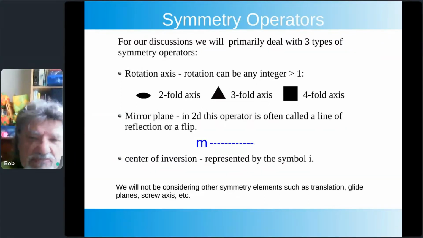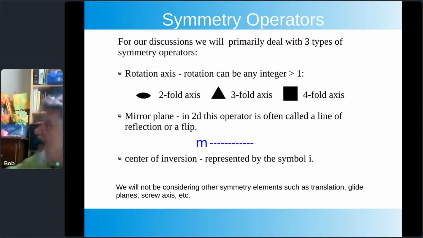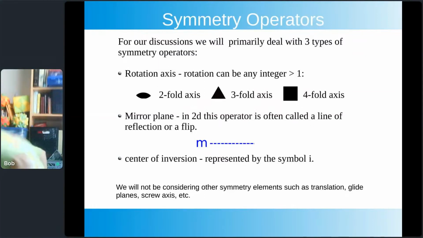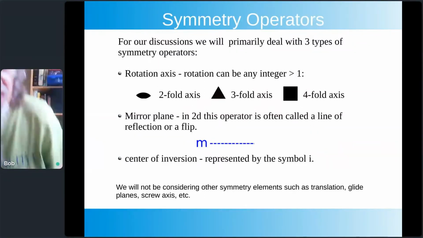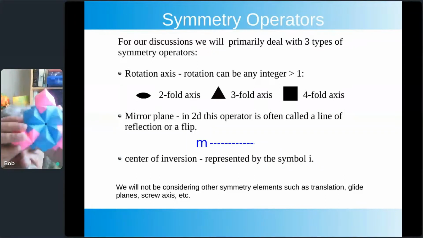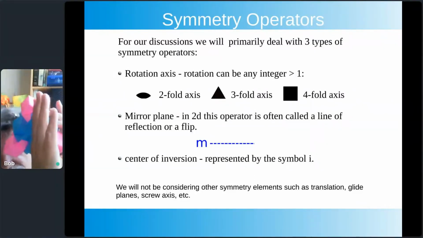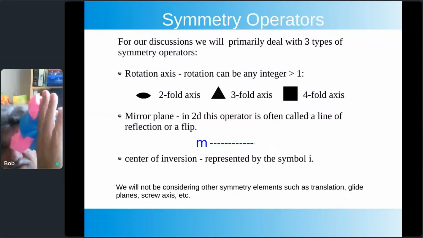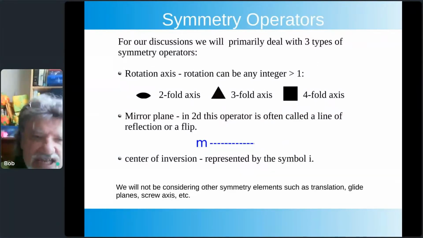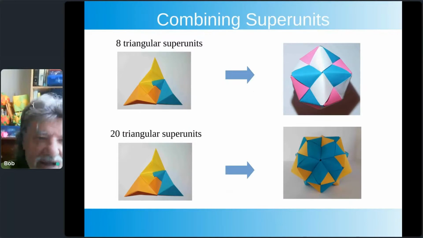Another thing that we use is a mirror plane or flip. In 3 dimensions, called a mirror plane. It's a solid plane that goes through an object. I don't know if anybody can see me moving this, but there would be a mirror plane right in the middle of that object there that cuts it in half, and it's the same exact thing on both sides.